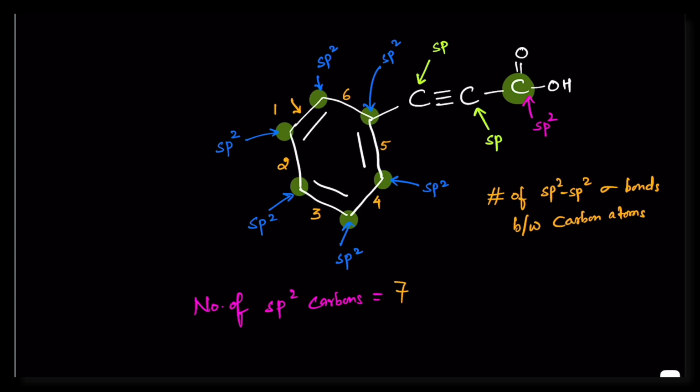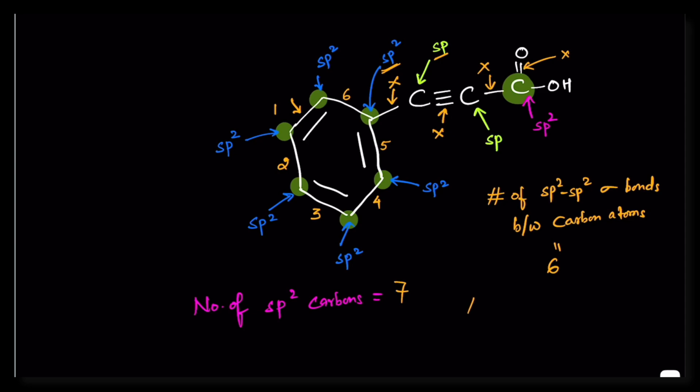Do we have more? What about this bond? It is between an sp2 and an sp carbon atom, so this does not count. This sigma bond here is also between an sp and sp carbon atom, so it does not count for us. Similarly, this bond here is between an sp and sp2 carbon atom, so it does not count. And this bond here is between an sp2 carbon and an oxygen atom, which is not asked in the question. So we can see that we have 6 such bonds available in this compound.